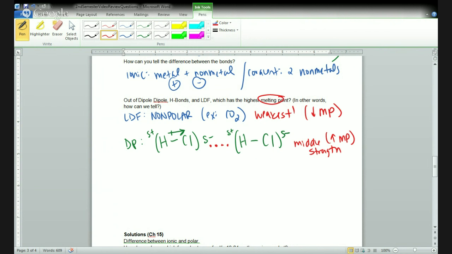Our last example of intermolecular forces is going to be your H bonds. Remember, these are only going to be when H is stuck to or bonded to an O, F, or N. So if we think about water, we just drew this guy up here.